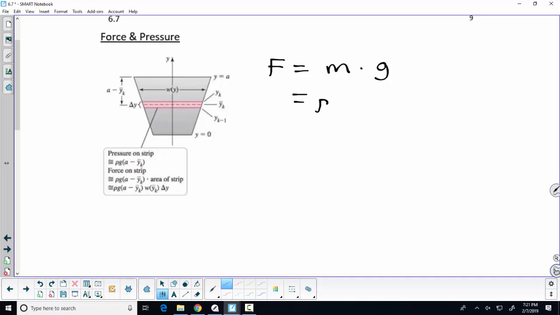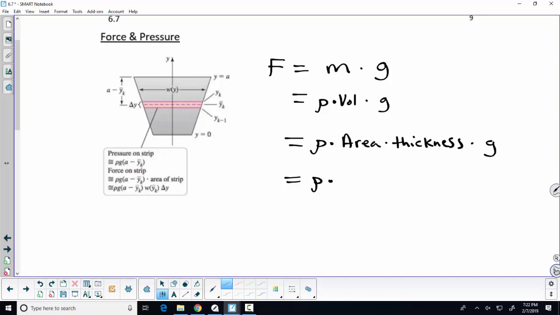So again, mass is density times volume. That volume we'll say is area times thickness, times gravity. And we don't stop there because we don't want to think about it in terms of the area. We want to think about it in terms of a linear dimension. So we're going to break area down once more. So we have density times, I guess we can say, length times width times thickness, times gravity.